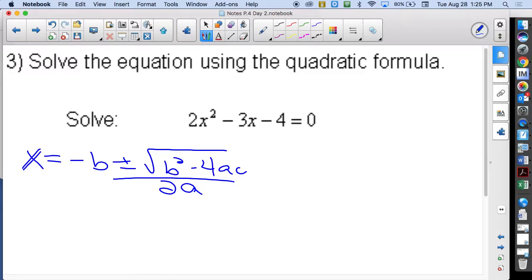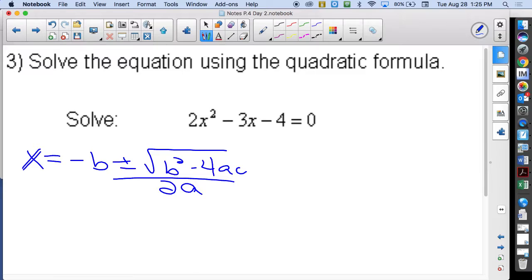Why do we use the quadratic formula? Why was it created, Virginia? Yeah, when you can't factor. So if a problem is not factorable, and you still need to find an answer, the quadratic formula was created. The other way that you could solve it would be completing the square. That also was created to get around the not factoring problems.